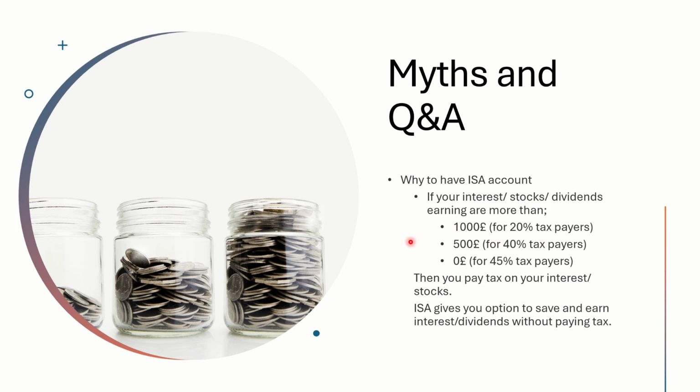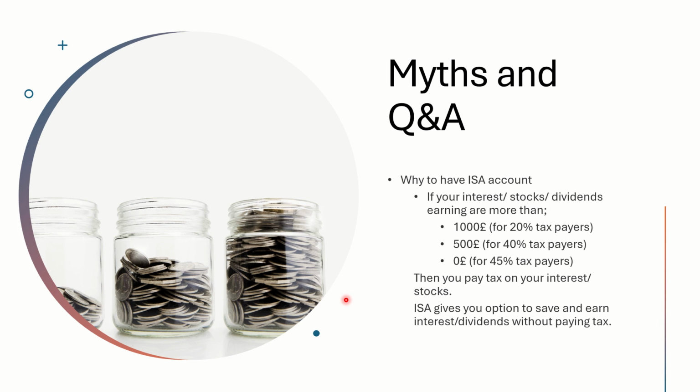For a 40% taxpayer, if you are earning 500 or less, that's okay. As soon as you start earning £501, then out of that extra £1, you will be paying 40% to the UK government, and 60 pence you will be keeping. So it's better to invest in an ISA, so that whatever you earn, you keep yourself. And if you are in the 45% tax bracket, very few, but there are people, then you don't have any allowance. The only option is the ISA account. Otherwise they will be paying 45% tax on that.